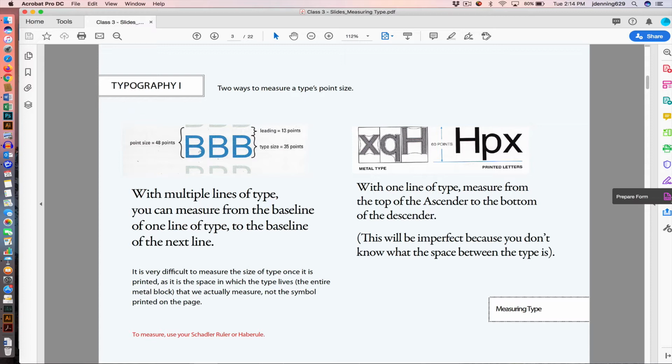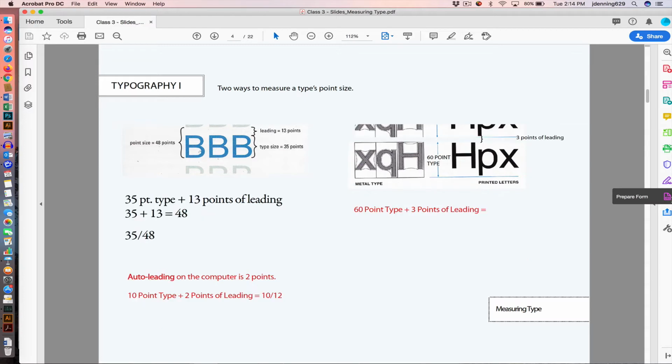It was meant to be a measurement for the physical blocks, the wood and metal blocks. When it's printed, it's a little bit different. There are these special rulers you can use, the Shadler ruler or Haber ruler, and they're a lot more accurate than just a normal ruler that you might have. So this is kind of how it translates.